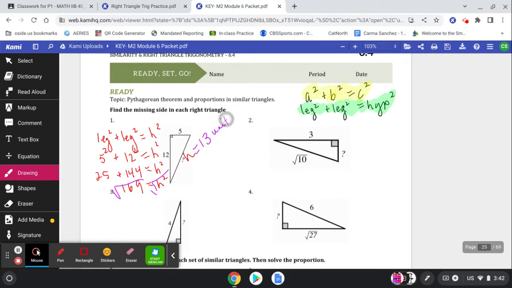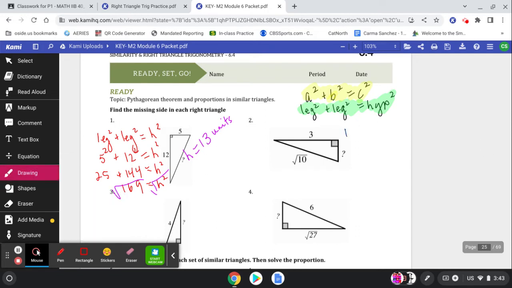If we don't tell you feet, inches, centimeters, if we don't tell you units, you are going to just write U for units. Okay, so our missing side, our hypotenuse, the square root of 169 is just 13. That one came out to a whole number. Let's check out the next one. All right, on this one, we got the hypotenuse as square root of 10. Okay, let's go see what we can do with that.